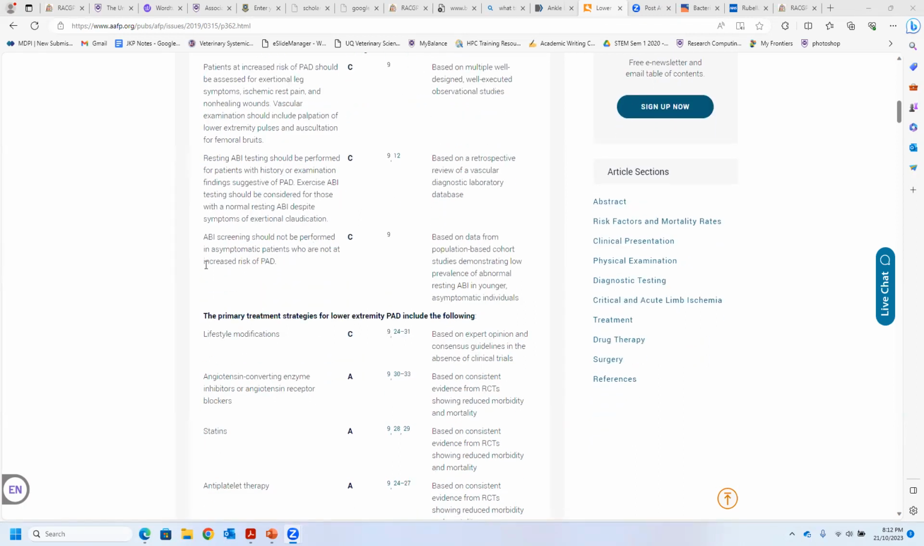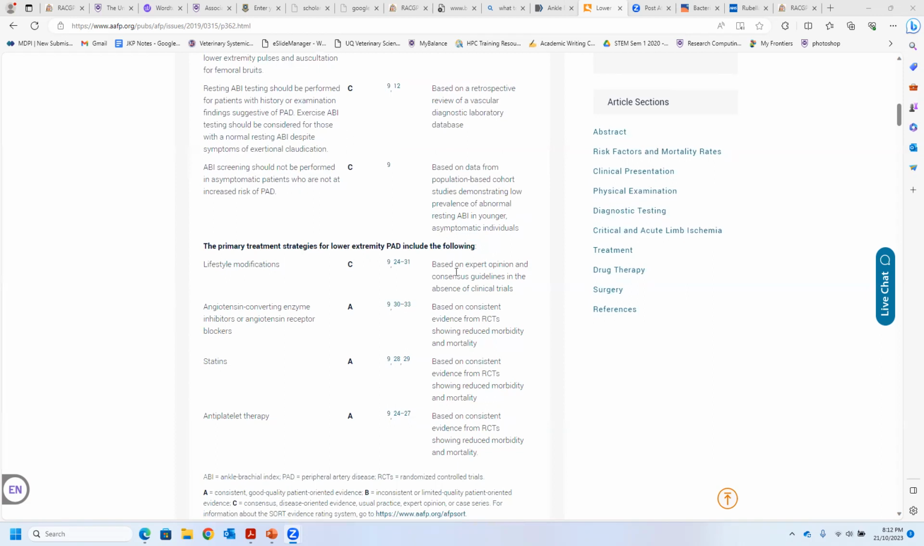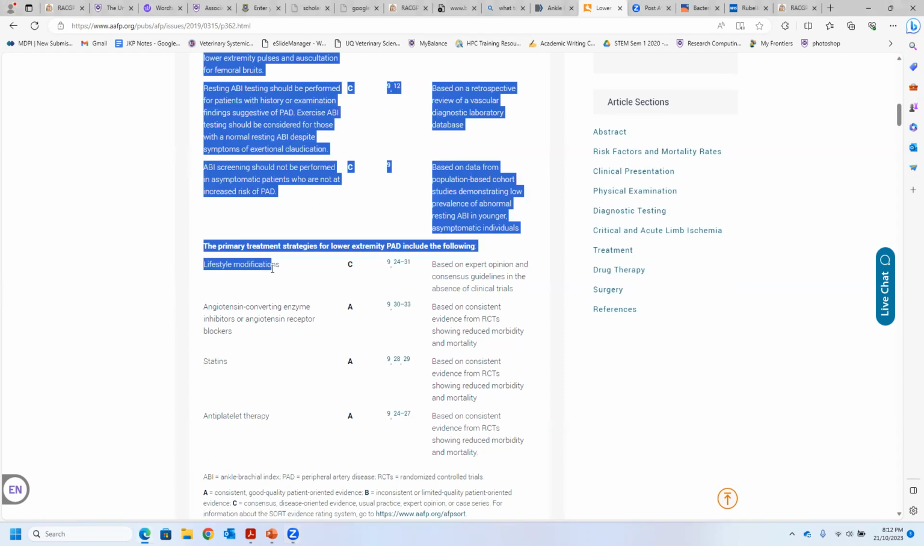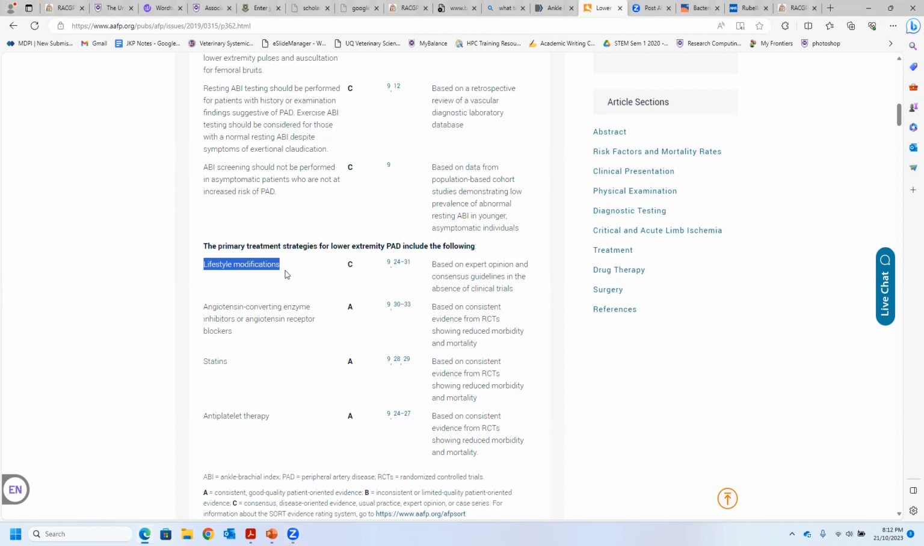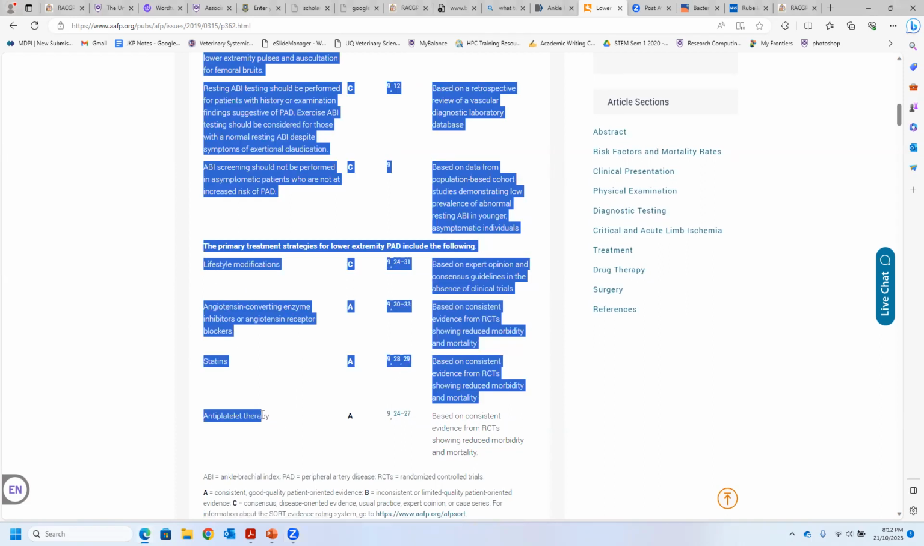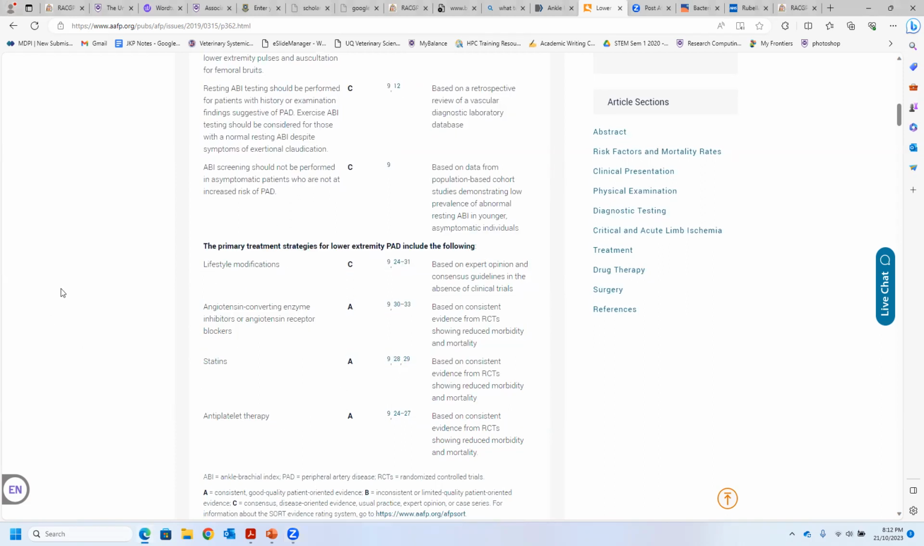ABI screening should not be performed in asymptomatic patients who are not at risk of PAD. Otherwise, it will give you false positive results. Primary strategies are lifestyle modification for non-critical limb ischemias, ACE inhibitors, statin, and antiplatelet therapy. I agree with all of you. These are the things you need to do in patients who are having non-critical limb ischemia.